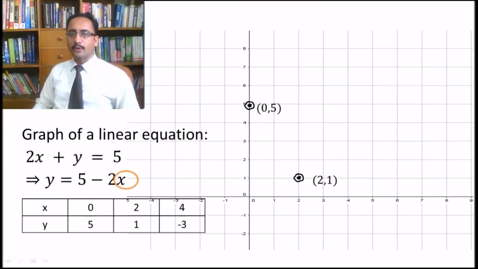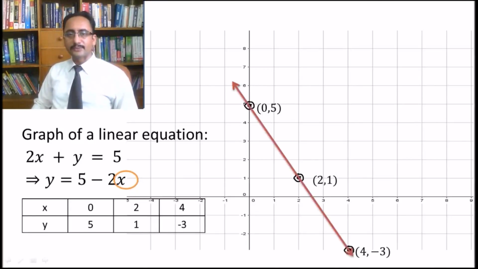And the last point is (4, -3). Let's plot (4, -3). Since x is positive and y is negative, this point will lie in the fourth quadrant. Now, if I draw a line which passes through these three points, this red line represents the given linear equation 2x + y = 5.